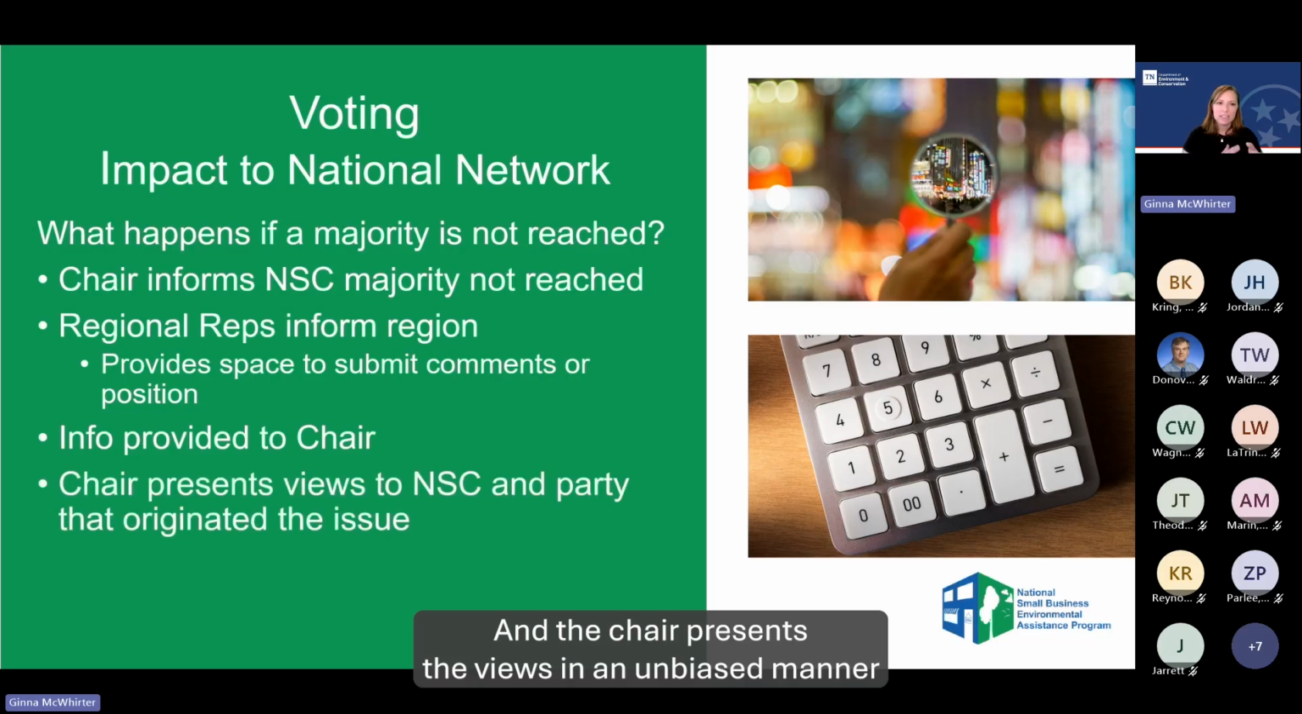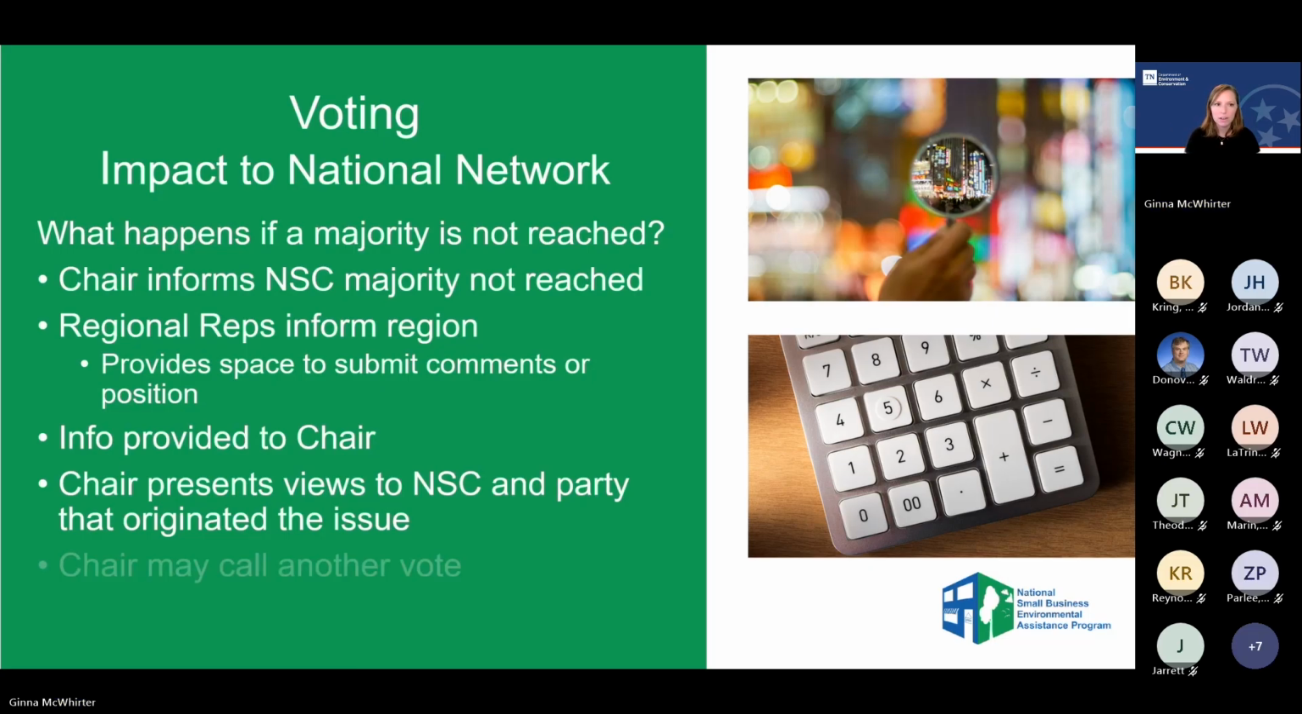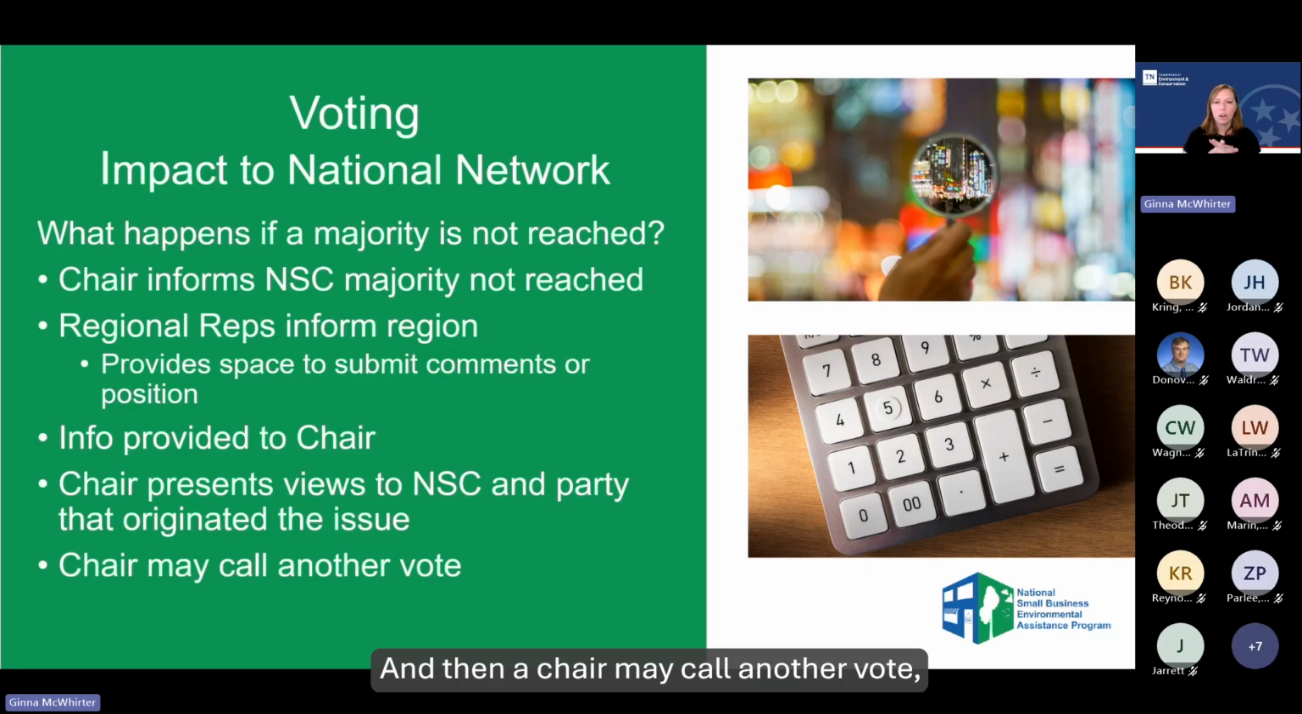And the chair presents the views in an unbiased manner to the National Steering Committee and to the party that originated that issue. And then a chair may call another vote and it would proceed as we just covered.